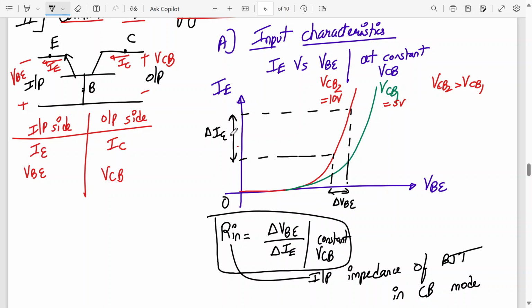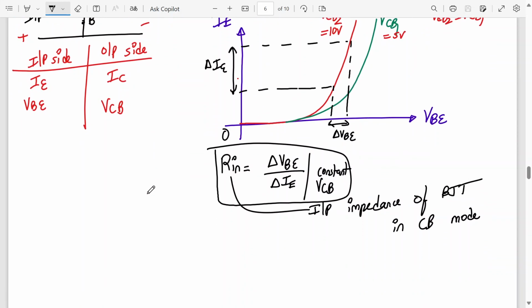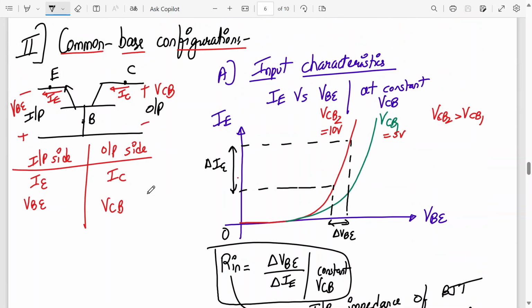Okay, can we move on to the output characteristics? We'll explain all these characteristics tomorrow, don't worry. Can we move on now to the next one?